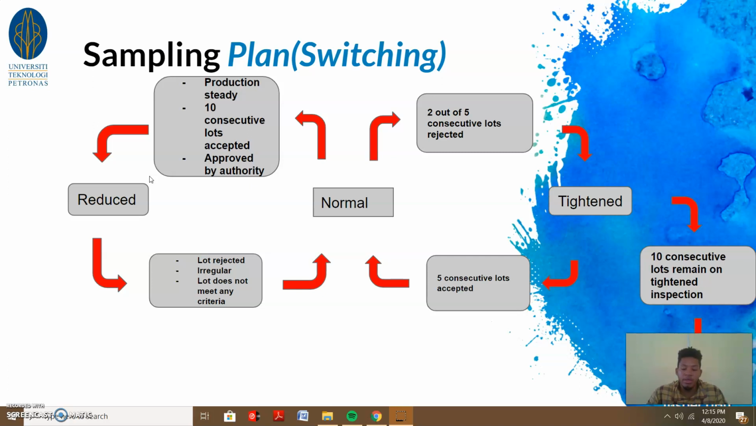When reduced inspection is in effect, normal inspection is instituted when any of the following conditions occur: a lot or batch is rejected, the sampling procedure terminates with neither acceptance nor rejection criteria being met, or production is irregular or delayed. In the event that 10 consecutive lots remain on tightened inspection under the provisions of the military standard, the inspection should be terminated and action should be taken at the supplier level to improve the quality of the lots.